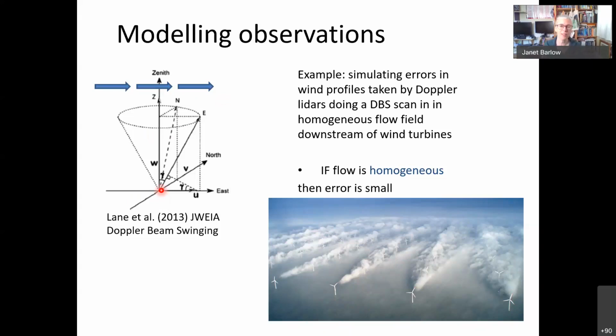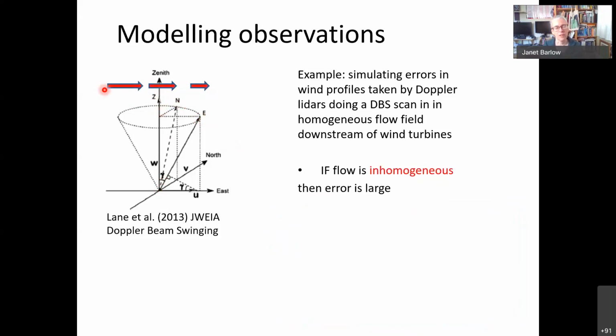So for example, there is something called the Doppler beam swinging scan, DBS, where you point the laser up to the north and to the east, and then you combine all these measurements of wind vector components to give you a single wind vector. Now, if it's a homogeneous flow field, that's all very well and good because the flow is the same here as it is here. Now, if it's not homogeneous, so similar to being in a wake, then the wind vector is changing, and we introduce large errors into the wind profile measurements.